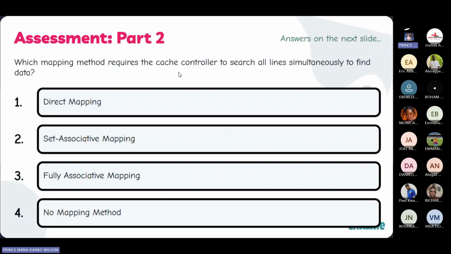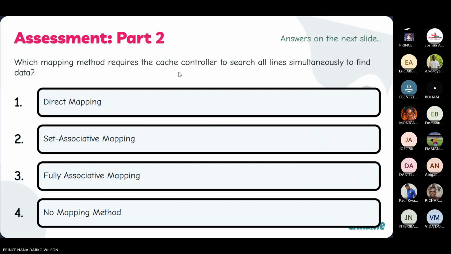Which mapping method requires the cache controller to search all the lines simultaneously just to find data? So this time, data has already been held inside the cache space. And then due to how it was stored, it has to read the entire cache space just to find the particular data and where exactly it is. Which mapping method requires this?